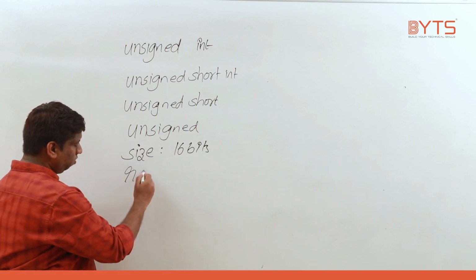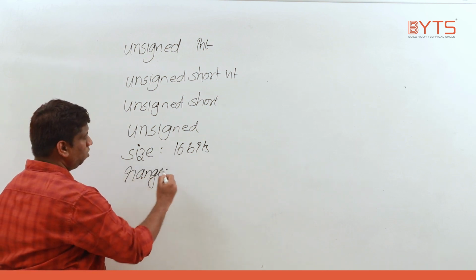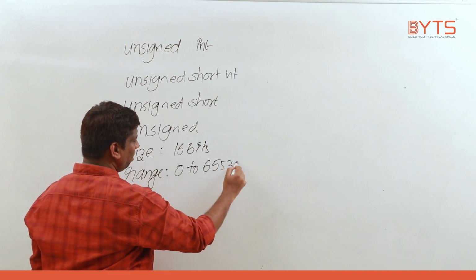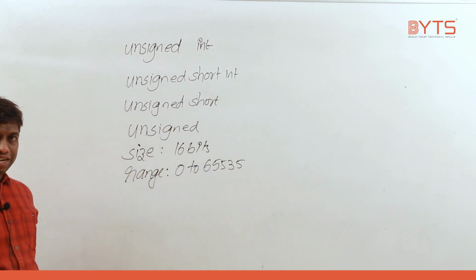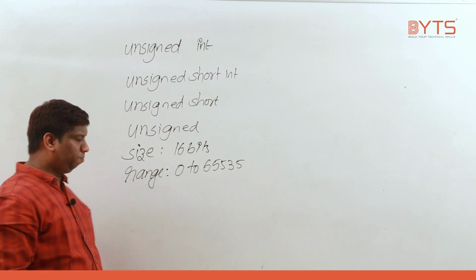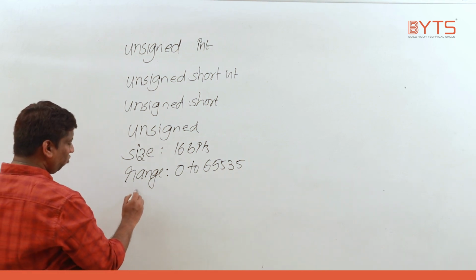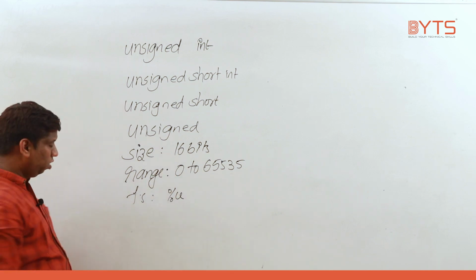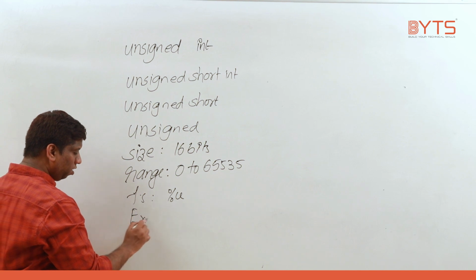Range: 0 to 65,535. Why? We already discussed the range will be 2 power n minus 1. Next, format specifier: percentile u, small u. Examples are a little important.